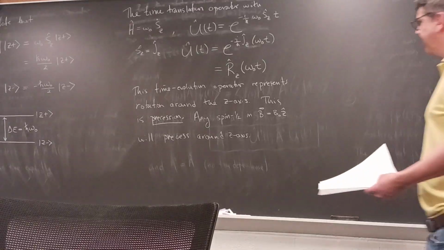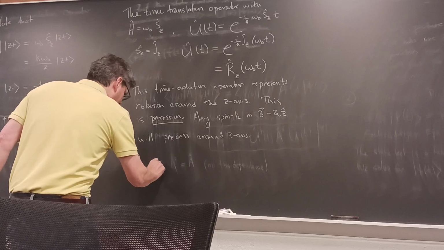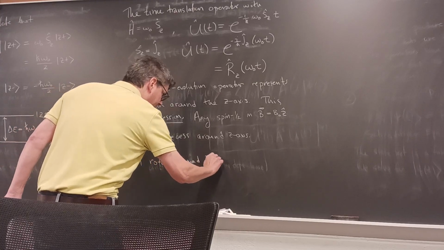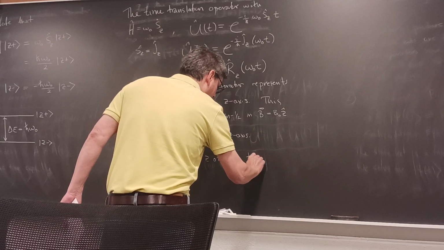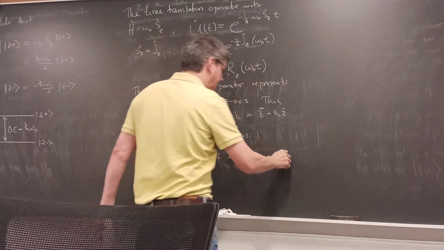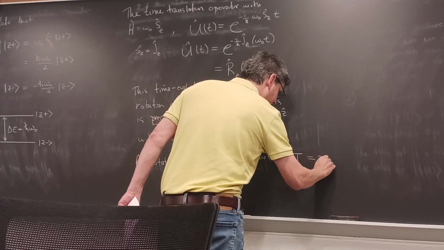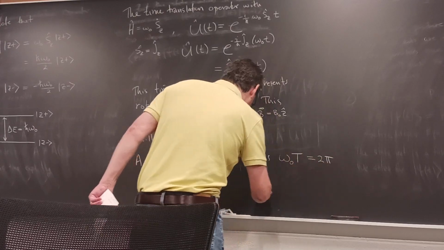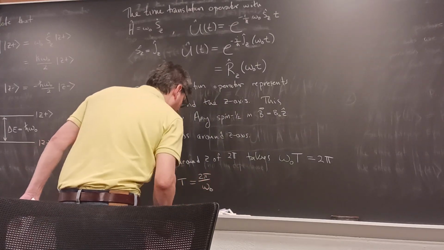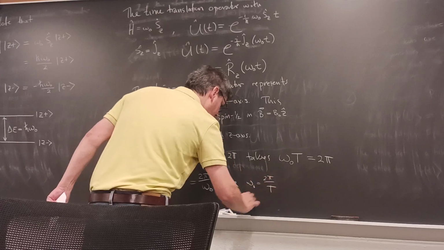Okay, so if we want a precession of 2 pi, this is just phi, the angle. So we would need omega 0 times the period of that precession, which would be 2 pi. So the period is 2 pi over omega 0, or omega 0 is equal to 2 pi over T.